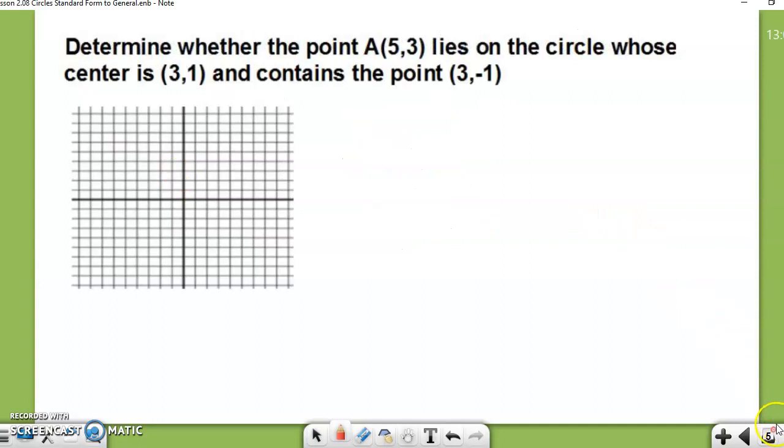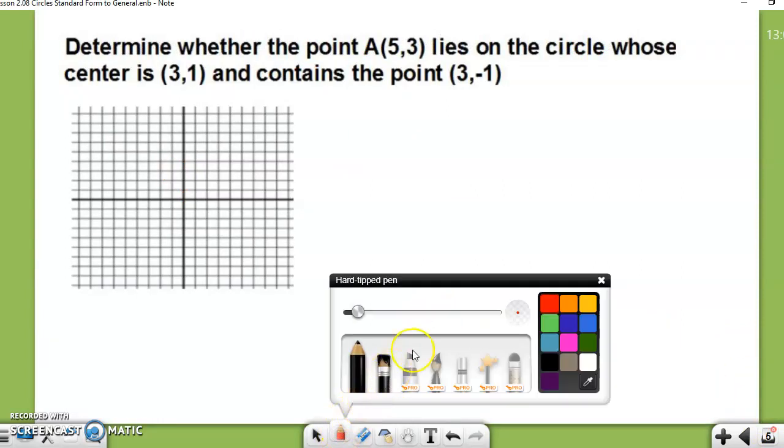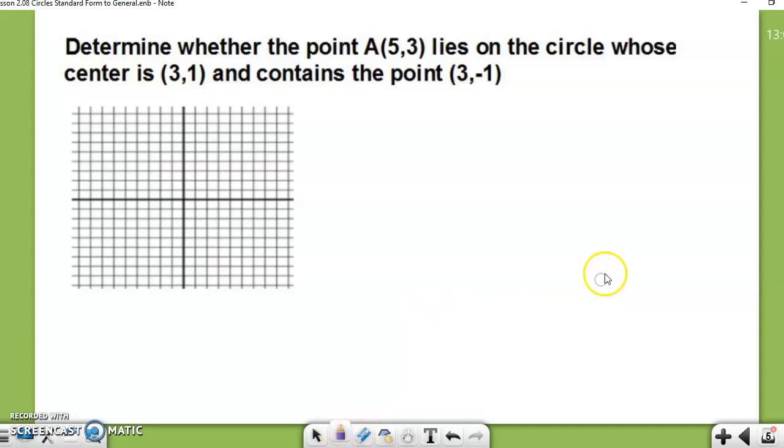I want you to try this next one. Pause your video. Give it a try. You should come up at the end of your equation. The 8 is greater than 4, so it is outside. This one also had a radius of 2.